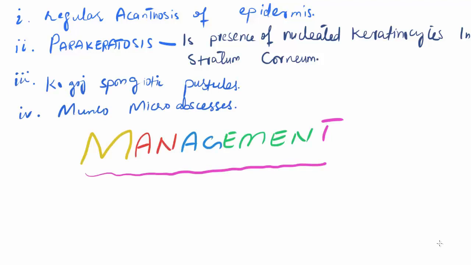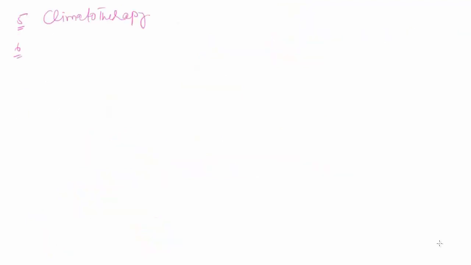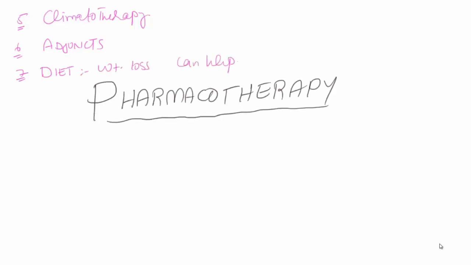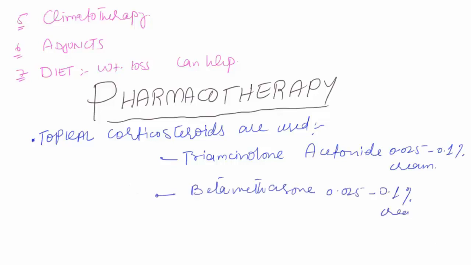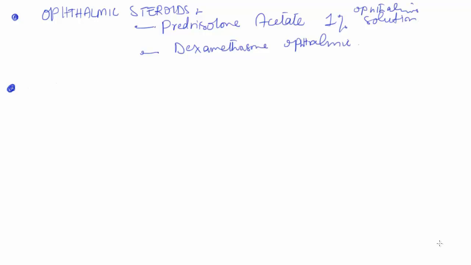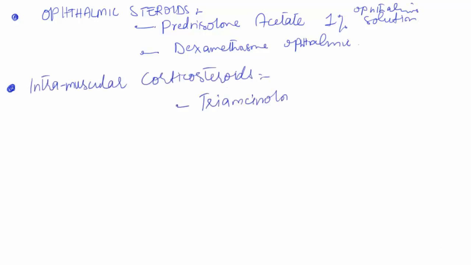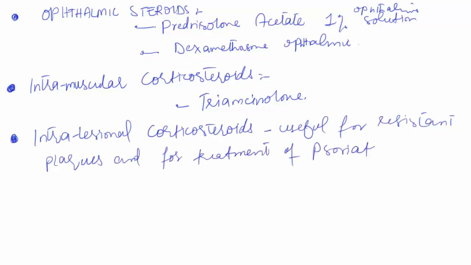Management may involve topical medications, systemic medications, phototherapy, stress reduction, climatotherapy, adjuncts like sunshine, moisturizers, and at the end diet with weight loss can also help treat psoriasis. Pharmacotherapy. Topical corticosteroids are used such as triamcinolone acetonide 0.025 to 0.1% in cream form and betamethasone 0.025 to 0.1%. Ophthalmic steroids include prednisolone acetate 1% ophthalmic, dexamethasone ophthalmic solution. Then intramuscular corticosteroids like triamcinolone. Intralesional corticosteroids can be useful for resistant plaques and for treatment of psoriatic nails.